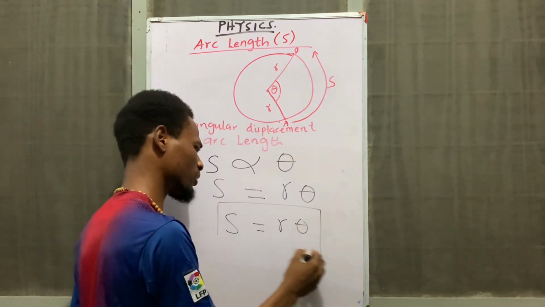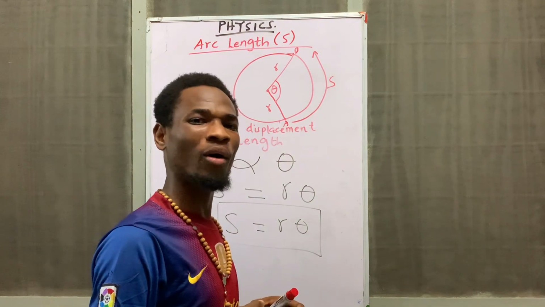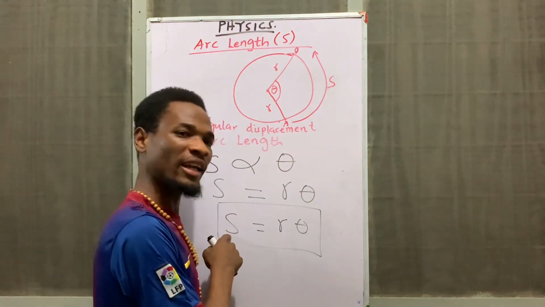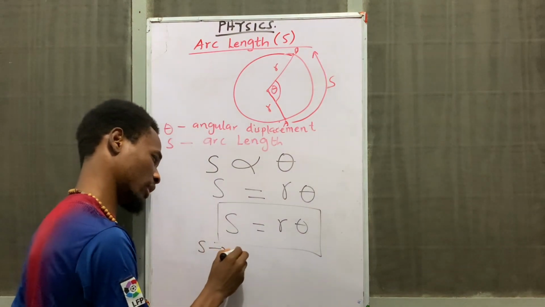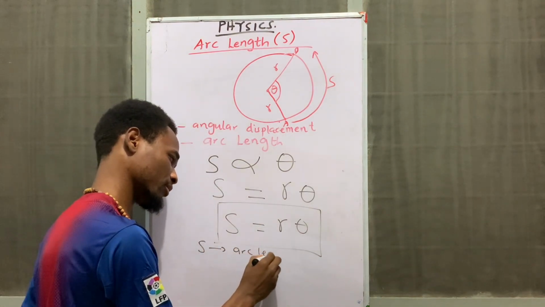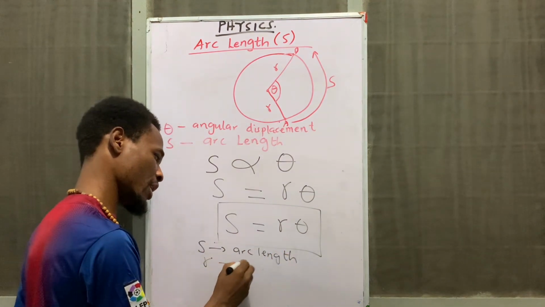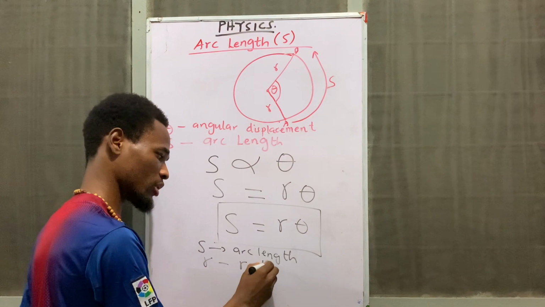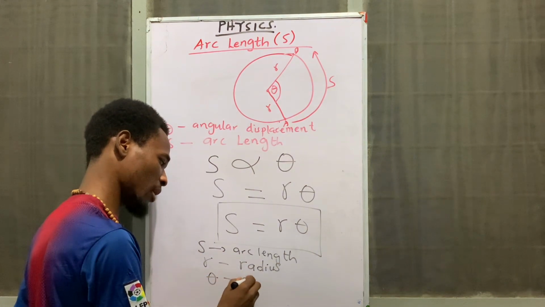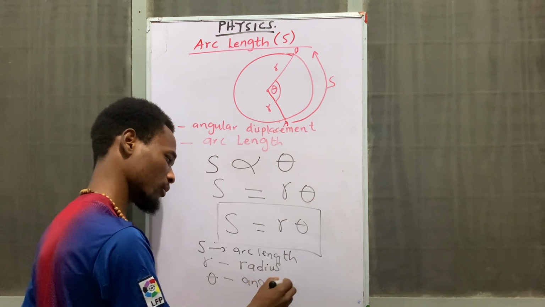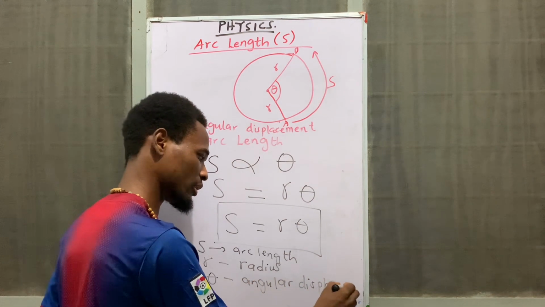This is one big expression, or a relationship connecting the arc length or the arc distance. So here my S is my arc length, my R is my radius, then my theta here is my angular displacement.